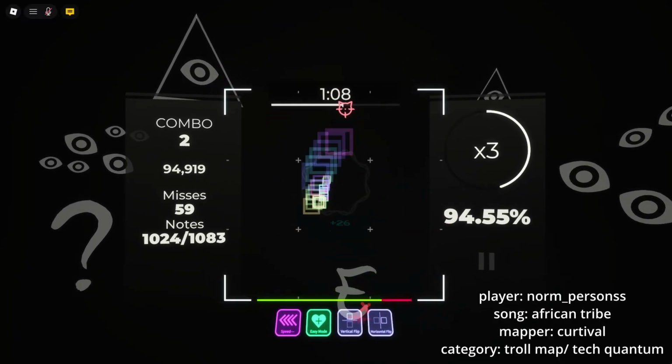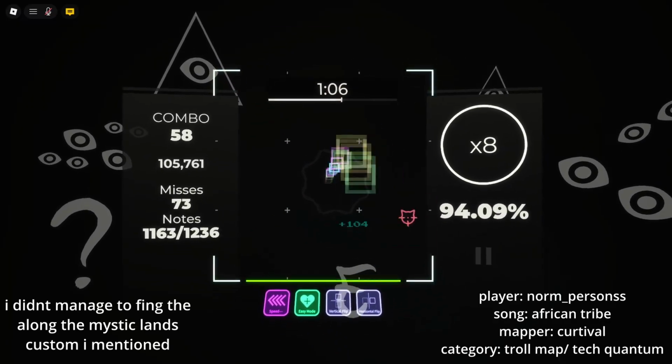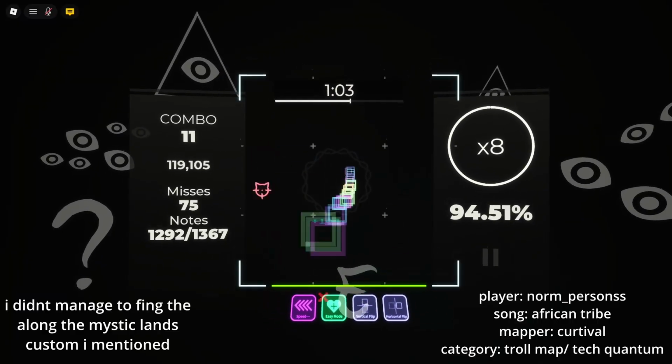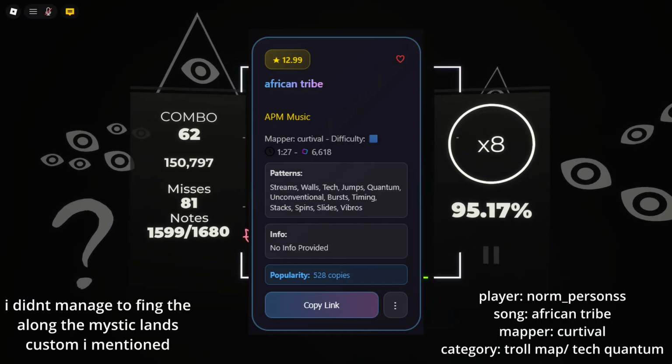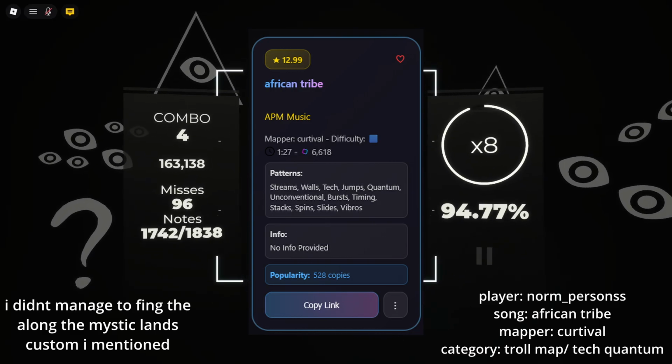Examples of tag maps can be that one costume from Along the Mystic Lands. If you don't know the costume, it will be in the description. An African tribe. Though I'm pretty sure African tribe is closer to a troll map than a tag map, but I think it's a good example.